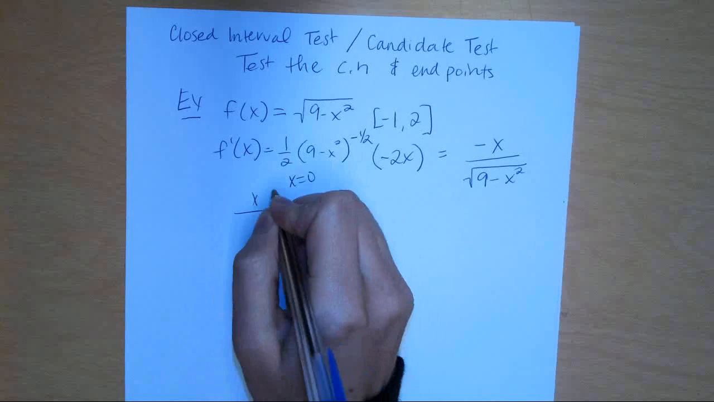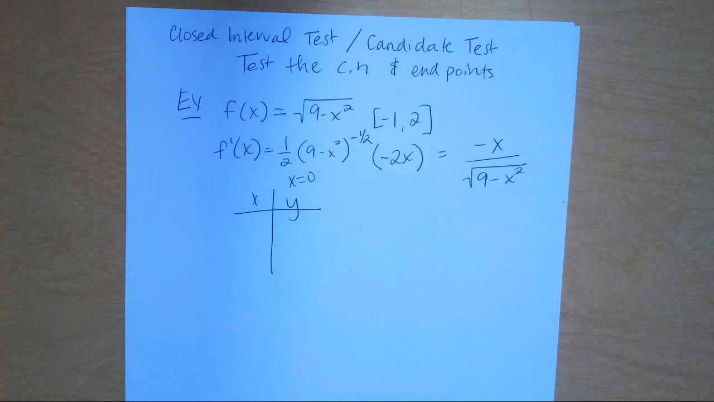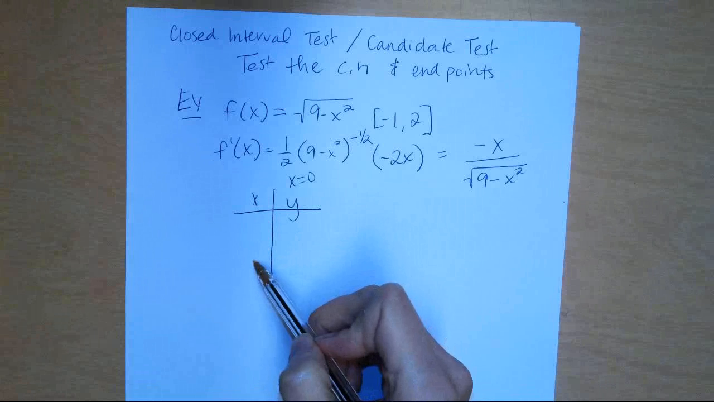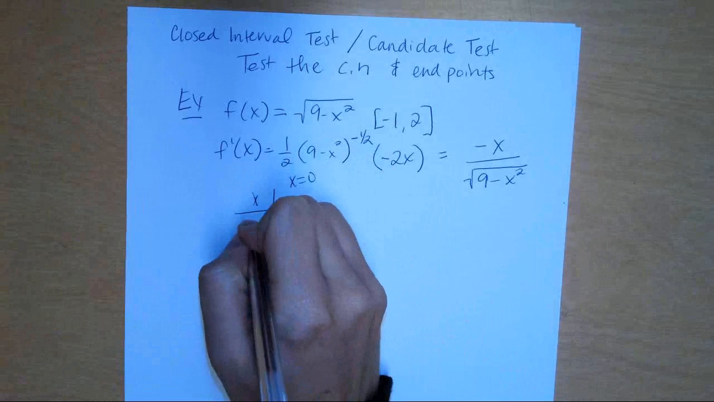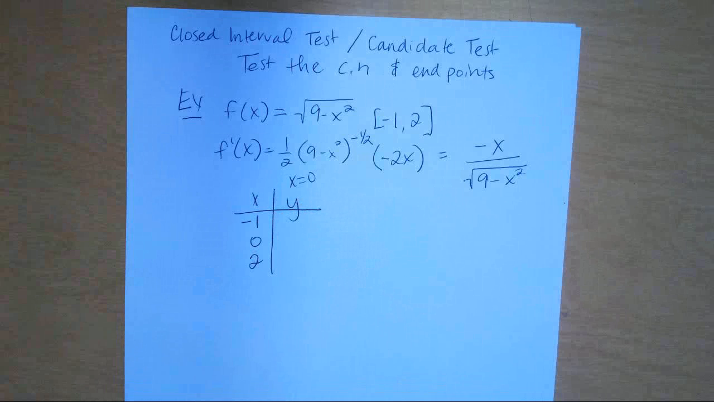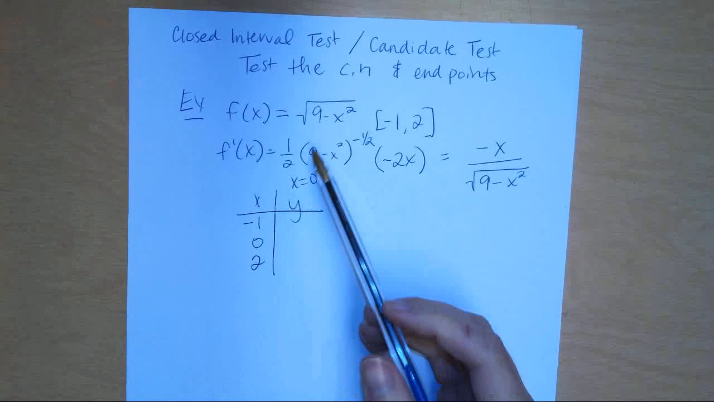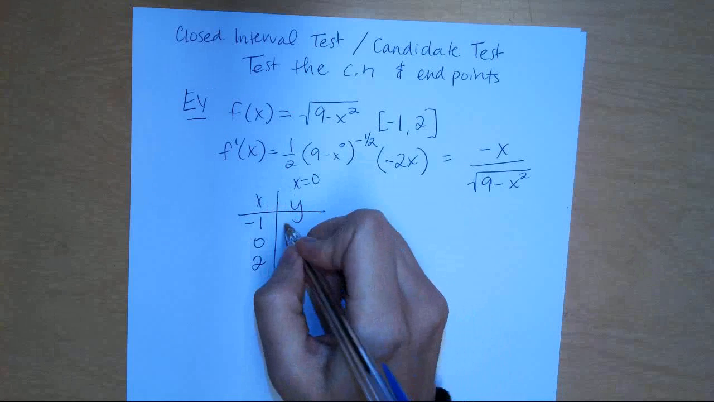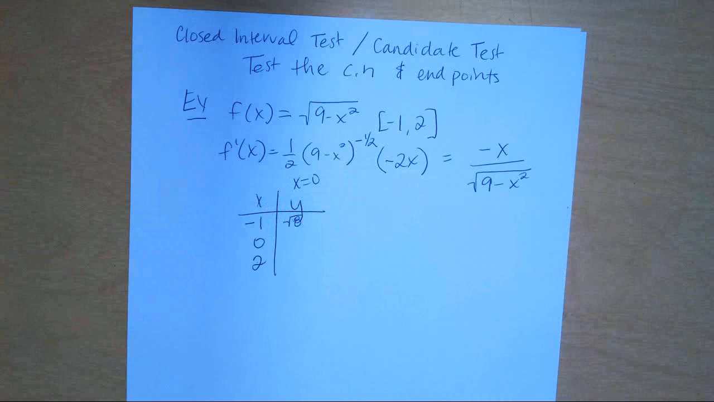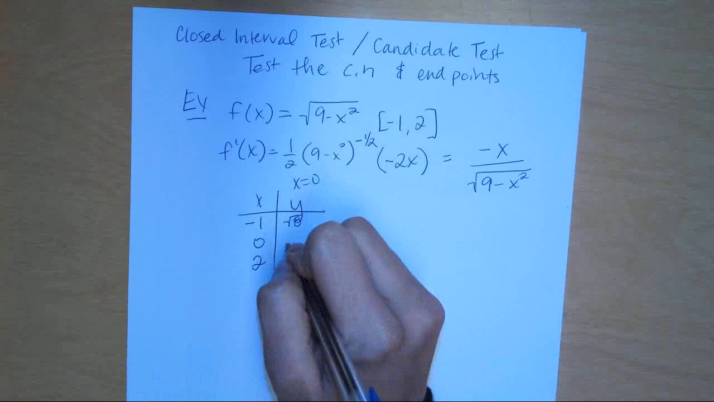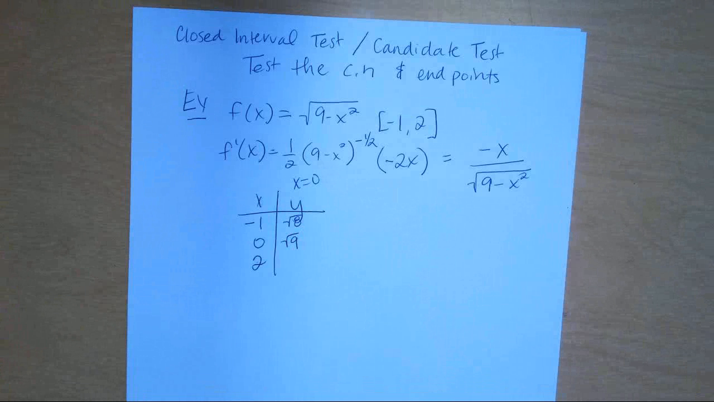And now we're going to make a table. Our candidates are going to go in the x column. So our candidates are going to be negative 1, 0, and 2. The critical number and the endpoints. And then we're going to plug them into the original function to find out which one has the maximum value, which one has the minimum. So if we plug in negative 1, we get the square root of 8. If we plug in 0, we get square root of 9, and I am going to write it like square root of 9 so I don't have to mentally convert anything. If I plug in 2, I get the square root of 5.